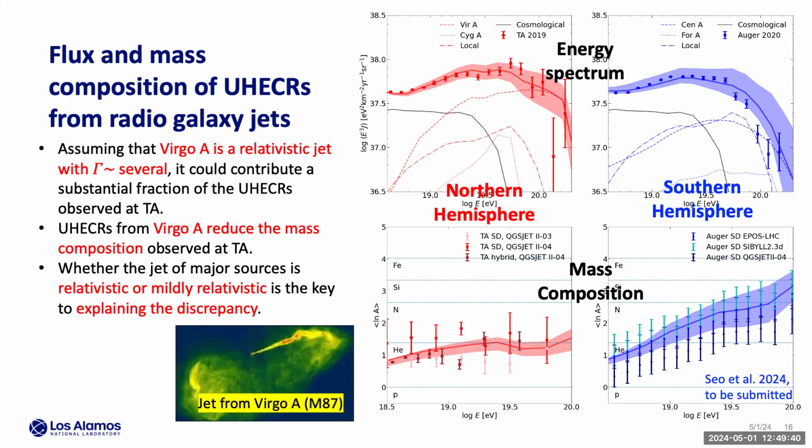So in the northern hemisphere, I mentioned that there's Virgo A, which has a relativistic jet. So the flux is enhanced compared to the southern hemisphere. And with the presence of the relativistic jet, the mass composition will be lighter than in the southern hemisphere.